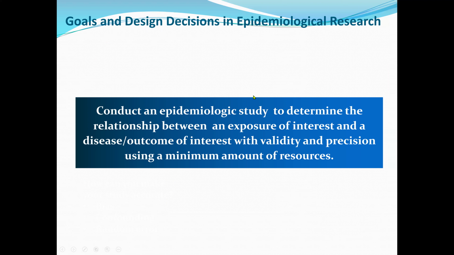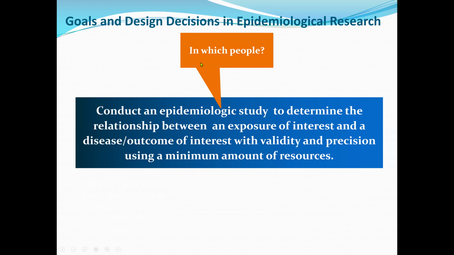The goal is to find a relationship or association between an outbreak or exposure, or it can be a risk factor, against the outcome or the disease. We want this relationship to be valid. Also, we want to use a minimal amount of resources as much as possible, minimal.